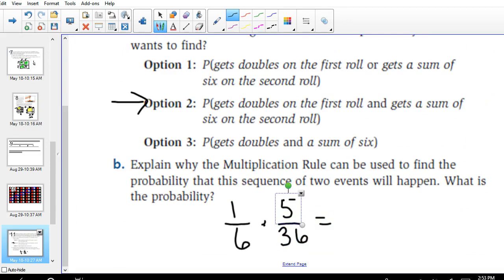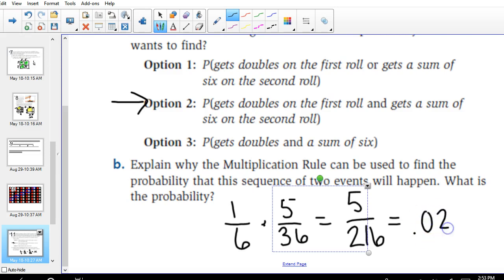So if I multiply those together, I'm going to get 5 over 6 times 36, which is 216. And if I change that to a decimal, just so it's a little easier to compare to other probabilities, I get 0.023. So a pretty small possibility that this would happen.